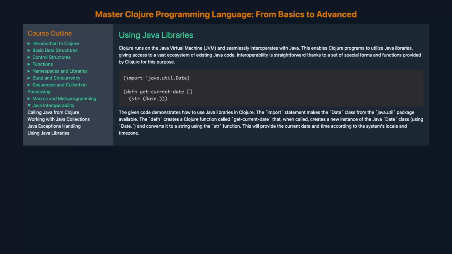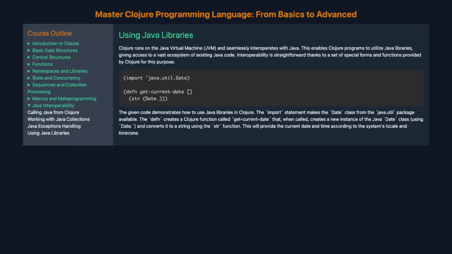Clojure runs on the Java Virtual Machine, JVM, and seamlessly interoperates with Java. This enables Clojure programs to utilize Java libraries, giving access to a vast ecosystem of existing Java code. Interoperability is straightforward thanks to a set of special forms and functions provided by Clojure for this purpose. The given code demonstrates how to use Java libraries in Clojure.